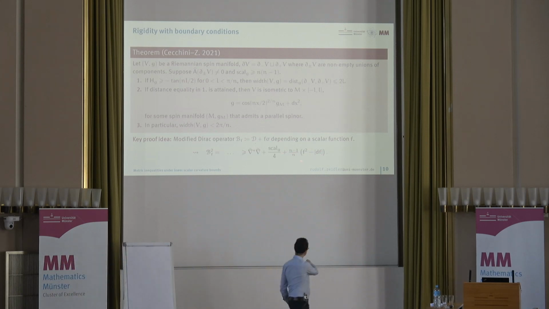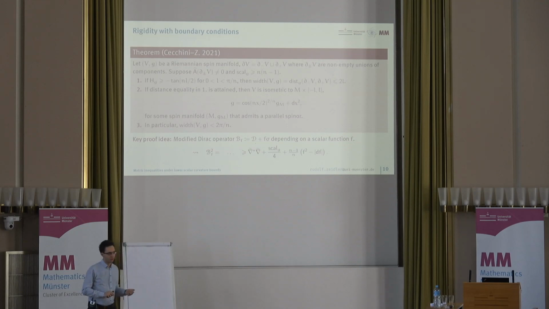And this essentially behaves in the same way as you would compute the scalar curvature on a warped product if this function f was essentially the mean curvature in the warped product. And then you can arrange things in such a way that if the distance is too large, you would get a positive lower bound here, and you would show invertibility of the operator, and then you use index theory to get an obstruction.